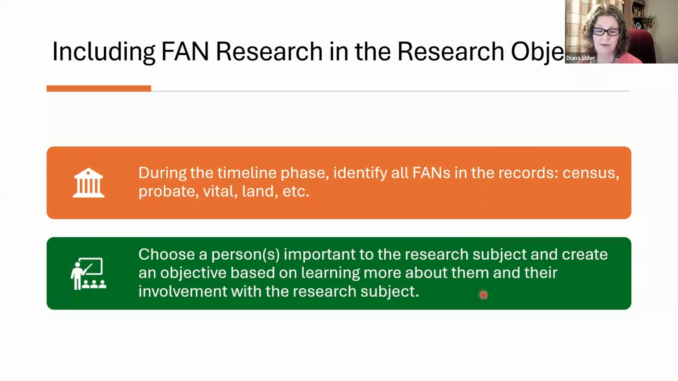So you might have an objective that you want to identify a certain individual, but as you look through your timeline and your summary of known facts, you're realizing that the best way to learn more about your research subject would be to learn more about the people associated with them. So there are a lot of different objectives that can come about with the fans. You could also just do a complete project on one or more of the fans if they seem especially important, especially if you suspect that they might be related in an important way to your research subject.